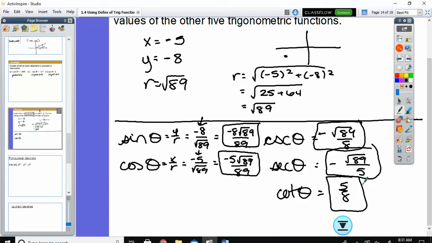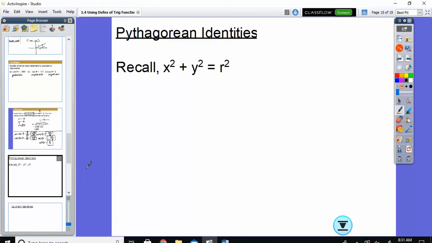How are we doing? Do we need to stop, or you want me to keep going? Am I throwing too much at you today? What we have left are some identities. So I'm going to show you where they come from first instead of just giving you a bunch of formulas. So we'll write these down and maybe try 1 or 2 examples with them, and then I'll be done. So there are some formulas called the Pythagorean Identities.